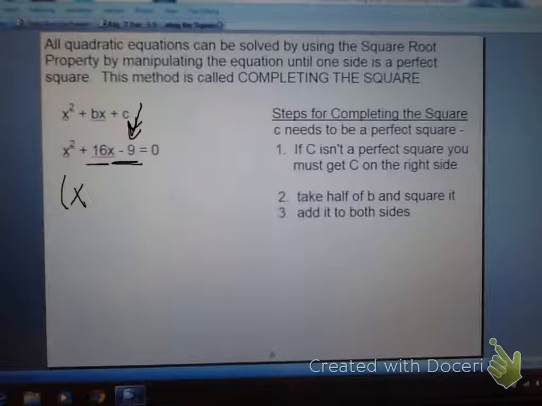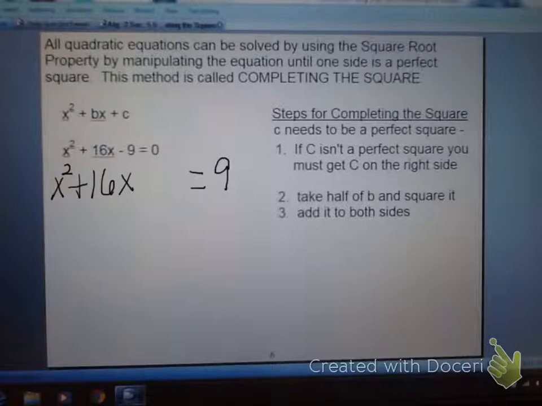If you double it, do you get the middle term? That is not the case with this 9. So that is not a perfect square trinomial on the left side. So step 1, if C isn't a perfect square, you must get C on the right side. So we're going to get C on the right side by adding it. Now I'm going to leave a space and add 9.